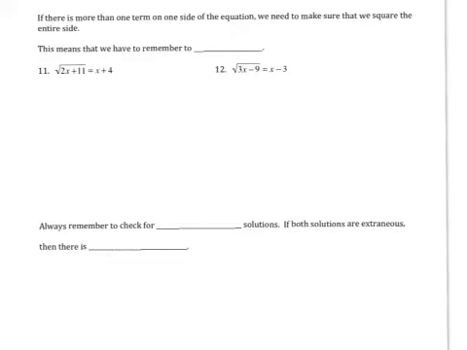If there is more than one term on one side of the equation, we need to make sure that we square the entire side. This means that we have to remember to write it twice and FOIL.